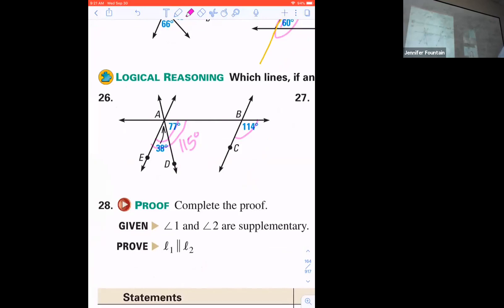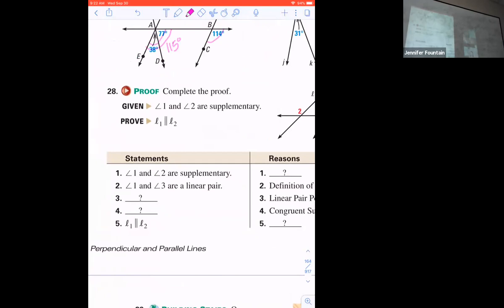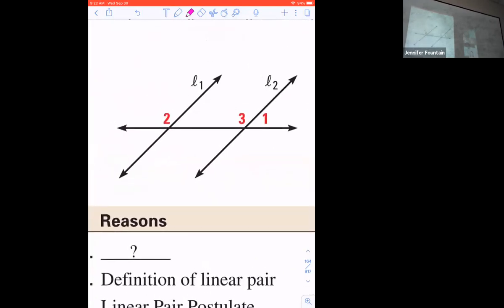And then finally in 28, dealing with a proof, angle 1 and 2 are supplementary. L1 is parallel to L2. Let's take a look at our diagram. They have told us that L1 and L2 are parallel. Okay, so in the proof, it told us in the given, I'm sorry, I'm jumping ahead, back up. That's what we're trying to prove, is that they are parallel. What we do know from the given is that angle 1 and 2 are supplementary.